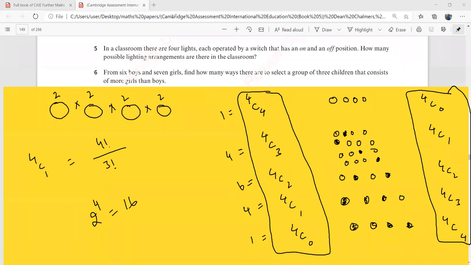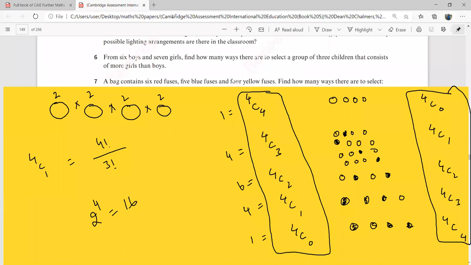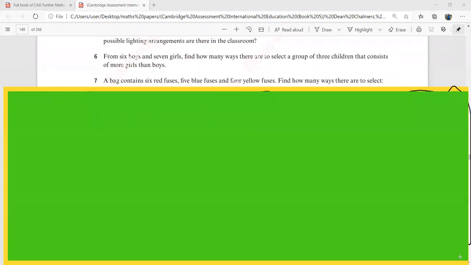No? Then we move on to the 6th question. It says, from 6 boys and 7 girls, find how many ways there are to select a group of 3 children that consists of more girls than boys. Okay, now this is where you have to list the possible combinations here. So let me clear this first.